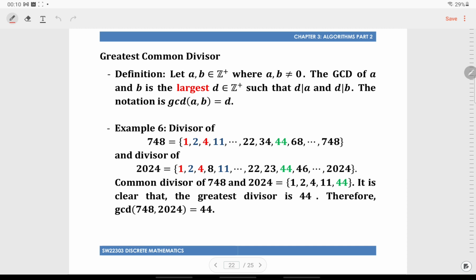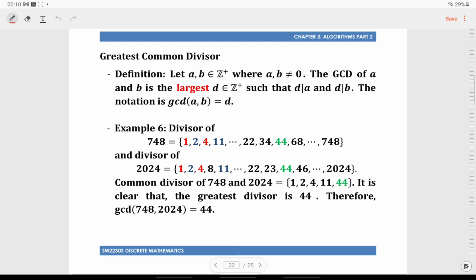Okay, next is about the greatest common divisor. We consider the following definition. As I mentioned in the previous slides, finding the divisors is quite cumbersome. If we try to divide one by one when the value is large, it is very difficult and inefficient. So we have a technique to find the divisor efficiently, which we call the Euclidean algorithm. Before we cover it, we need to understand the greatest common divisor first.